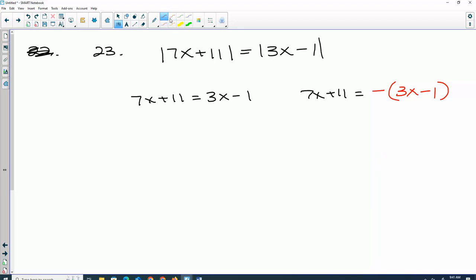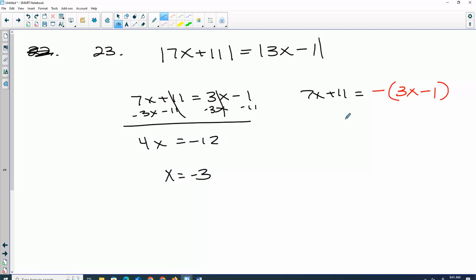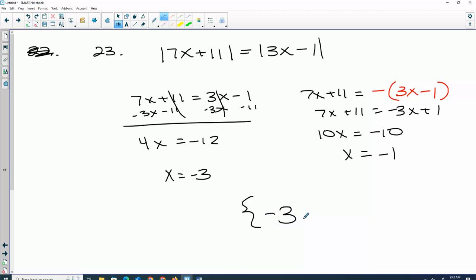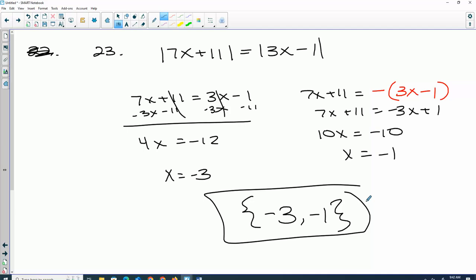And then you solve both of these. So over here, if we subtract our 3x and our 11, so we get 4x equals negative 12, so x is negative 3. Other side, if you add over your 3x, subtract your 11, and we get negative 1. And if it's an equal to, your answer is a solution set. It's just these numbers. When it's an inequality, you have an interval. Are there any other questions?